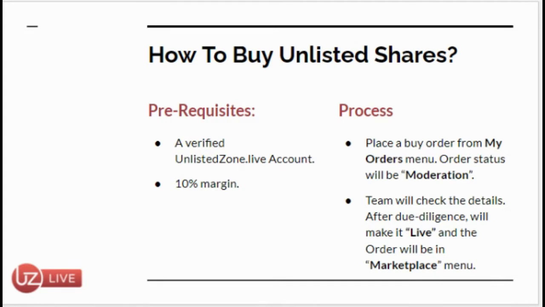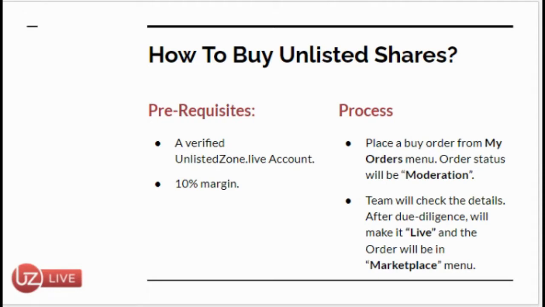Once we receive all these documents, our team from the backend will verify them, and once all the documents are correct, we will send you a notification email saying your account has been verified, and now you can start buying and selling. The second prerequisite is 10% margin. Whenever you place a buy order, you require at least 10% margin in the system. For example, if you are purchasing shares worth rupees 1 lakh, you require at least 10,000 rupees in your unlistedzone.live account. So these are the two prerequisites.